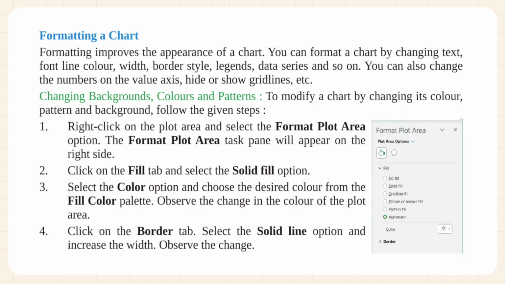To modify a chart by changing its color, pattern and background, follow the given steps. 1. Right-click on the plot area and select the Format Plot Area option. The Format Plot Area task pane will appear on the right side. 2. Click on the Fill tab and select the Solid Fill option. 3. Select the Color option and choose the desired color from the Fill Color palette. Observe the change in the color of the plot area.